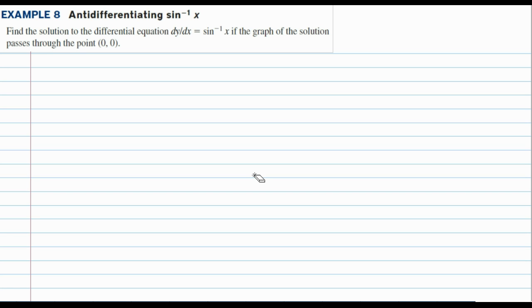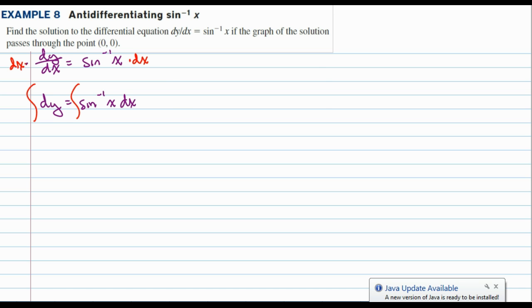And a reminder, we know the derivative of inverse sine of x, but we don't know the antiderivative of inverse sine of x. So that's what we're going to accomplish here. So we have dy/dx equals the inverse sine of x. I'm going to solve for the differential dy by multiplying both sides by dx, and I get dy equals inverse sine of x dx. So now I can integrate both sides.